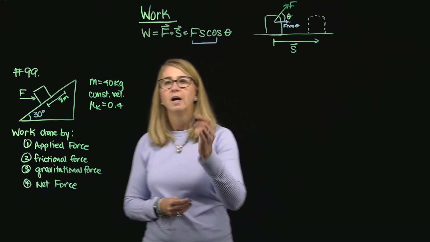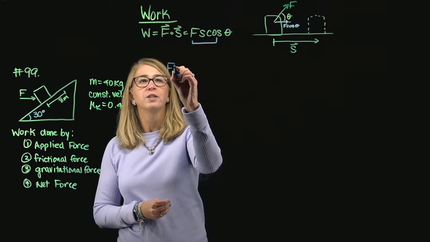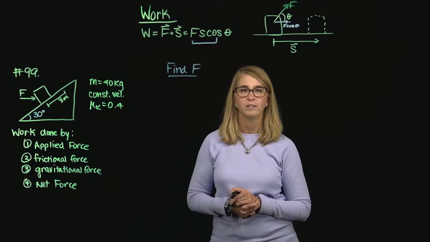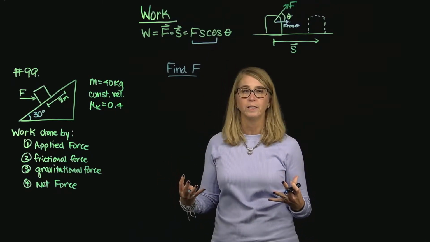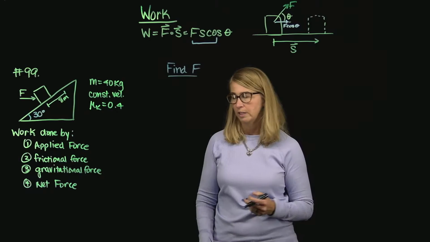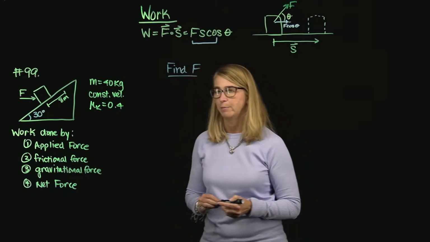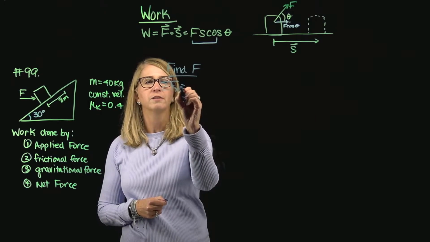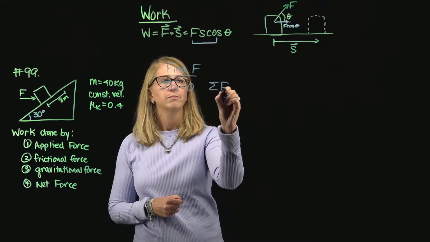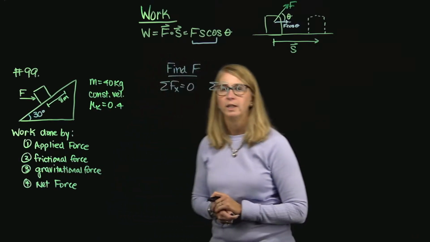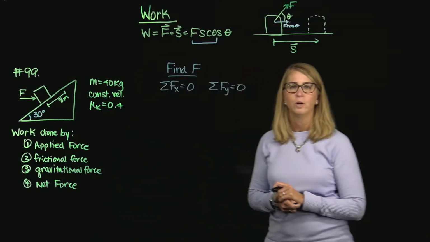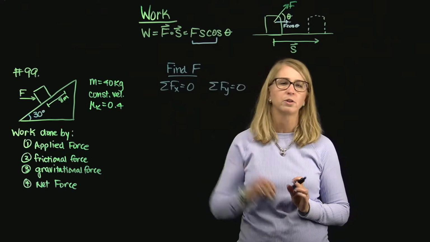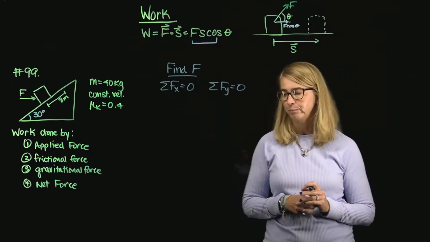However, the first thing that we need to do is we need to figure out how big this force is because we're not told what it is. But one thing that we do know is that because this object moves at a constant velocity, it's in equilibrium. So not only are the sum of the forces in the y direction equal to 0, but they're also equal to 0 in the x direction.